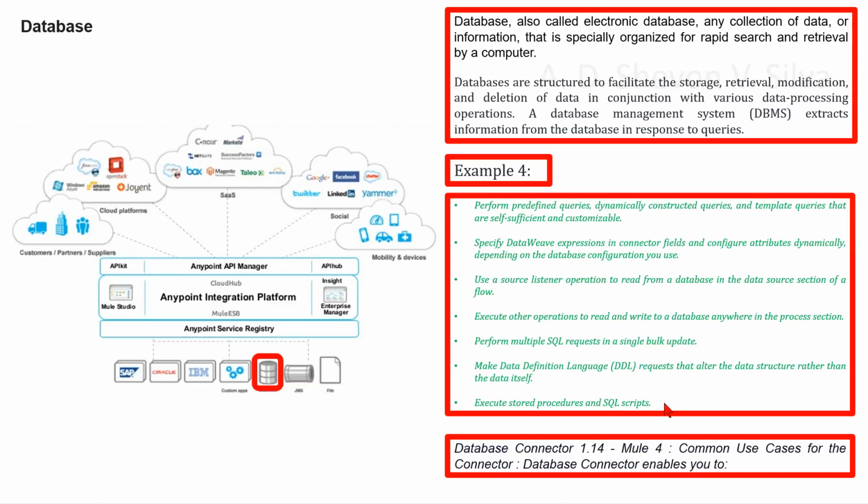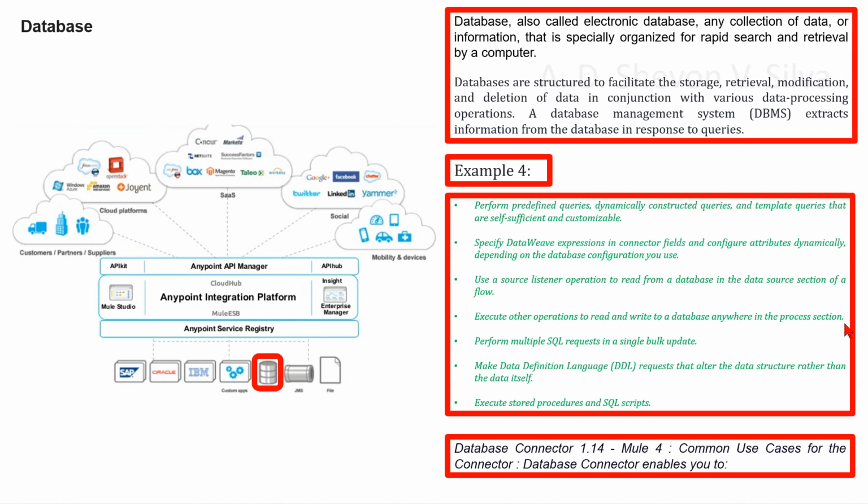Here you are considering common use cases for the connector in database connector 1.14 Mule 4. Database connector enables you to perform predefined queries, dynamically constructed queries, and template queries that are self-sufficient and customizable. Specify DataWeave expressions in connector fields and configure attributes dynamically depending on the database configuration you use. Use a source listener operation to read from the database in the source section of the flow.